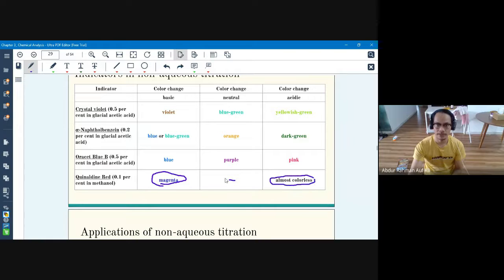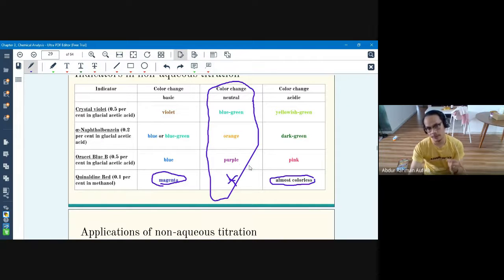So here, in this case, the endpoint and the equivalence point are not the same. The equivalence point is when the solution has become neutral. So if the equivalence point and the endpoint are the same, that means the pH is neutral.